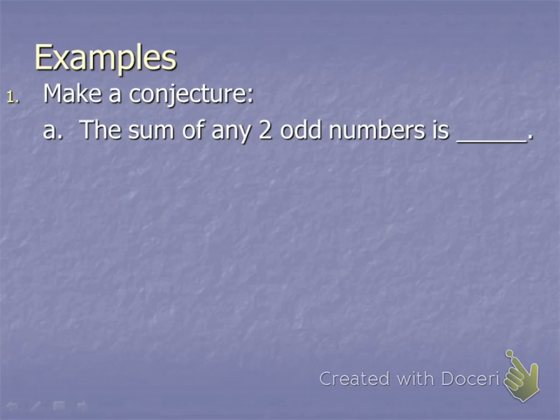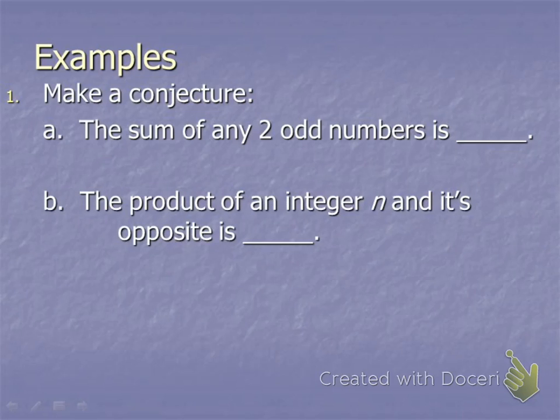You do need to write these down. These are the 2 parts of example 1. We are just going to make a conjecture. Make a conjecture is basically a fancy way to say complete this sentence. We are going to complete this sentence by thinking of examples and noticing a pattern.